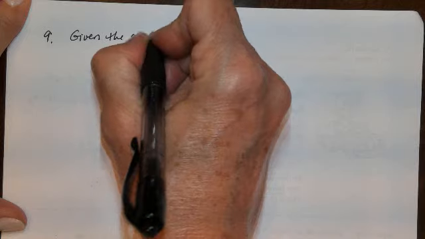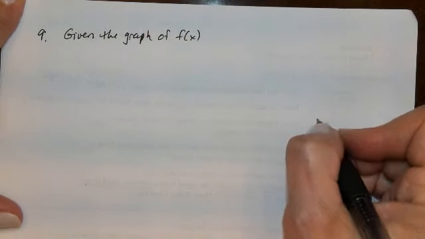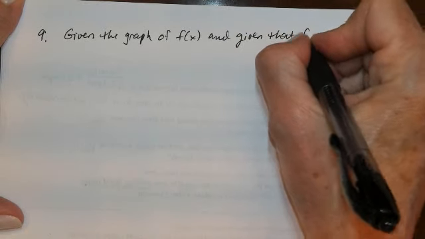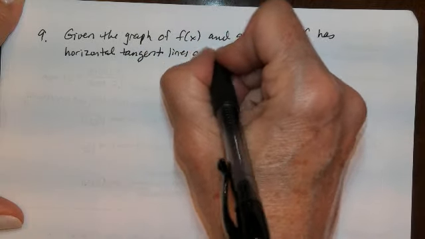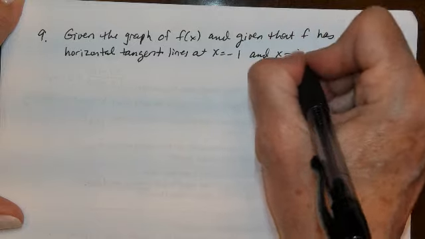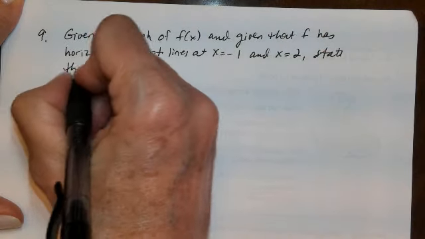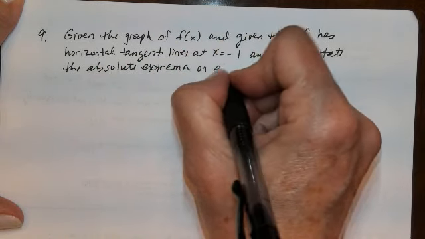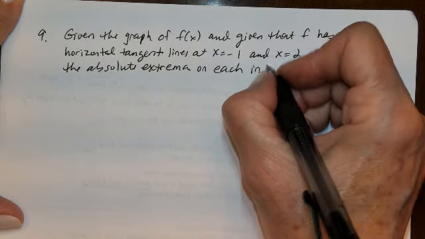All right. Example 9. Given the graph of f of x, I'm going to sketch you out a little graph of f of x, and given that f has horizontal tangent lines at x equals -1 and x equals 2, state the absolute extrema on each of the given intervals. We're going to have several parts to this question.